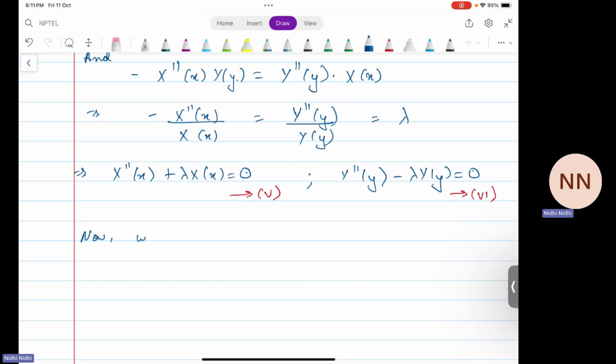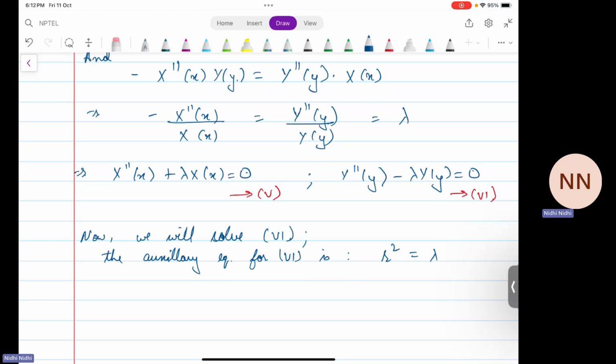Now we will solve equation 6. So we can see that 6th is a second order homogeneous differential equation. We know how to solve such an equation. We solve it by finding the roots of the auxiliary equation. So here the auxiliary equation for 6th is r square is equal to lambda.